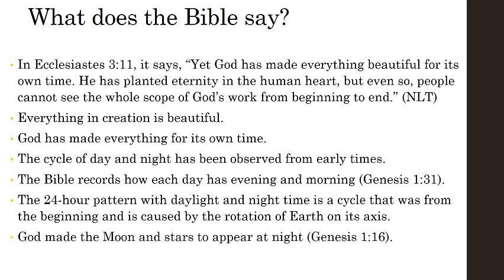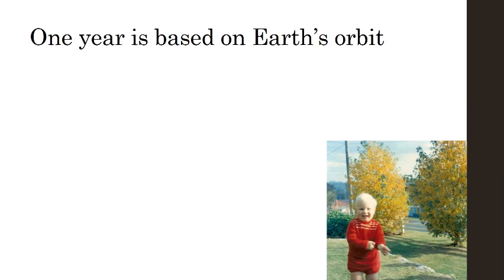God made the moon and stars to appear at night. And this is the perspective of the writer, seeing that the sun appears to rise, but of course we know it's due to the rotation of the Earth. And 1 year is based on Earth's orbit.